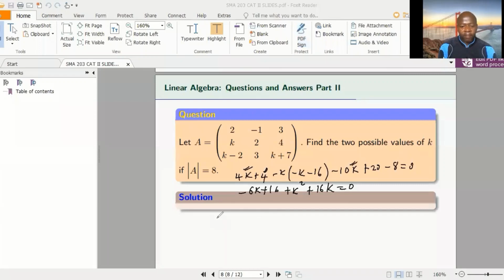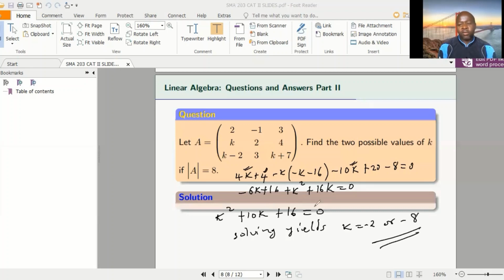Simplifying this, I began with k squared, then that will be plus 10k plus 16 is equal to 0. This is a quadratic equation which we can all solve. And when we do that, solving would yield k to be negative 2 or negative 8.